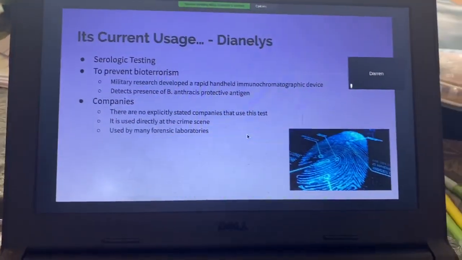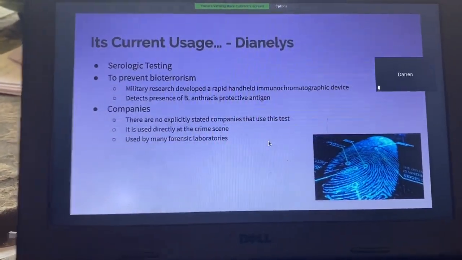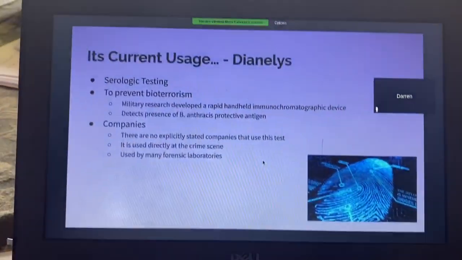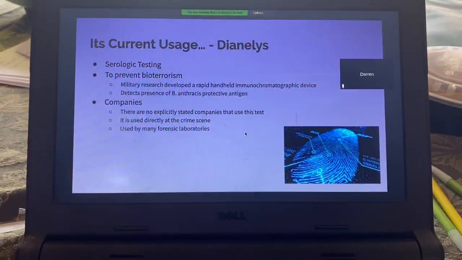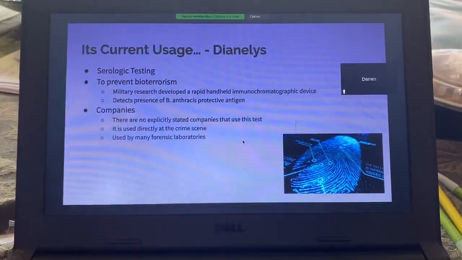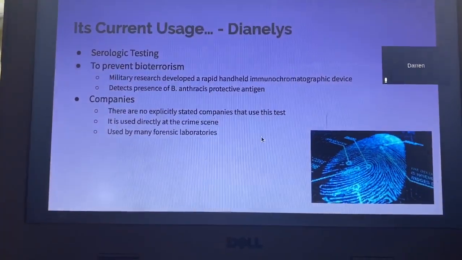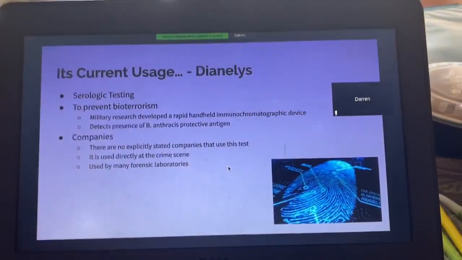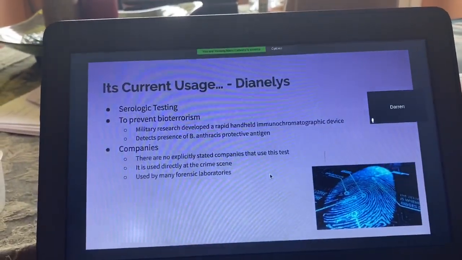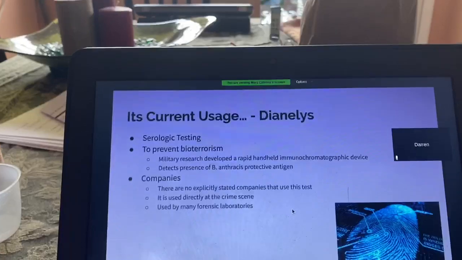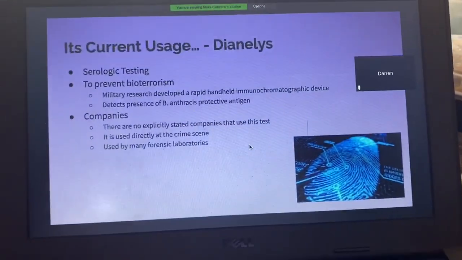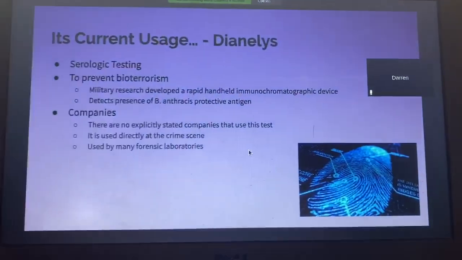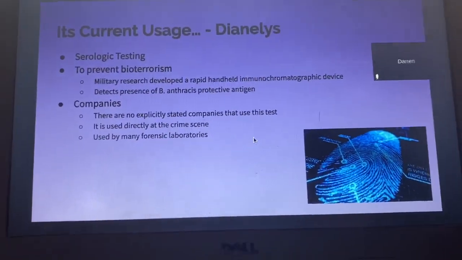So currently, the precipitin test is used heavily in forensics and in serological testing. It can be used to prevent bioterrorism. So military research developed a rapid handheld immunochromatographic device, and it detects the presence of B. anthracis protective antigen, otherwise known as anthrax. It's also used in many forensic laboratories and can be used directly at the crime scene. Those are the only companies that I was able to find, but it is heavily used by many forensic laboratories.